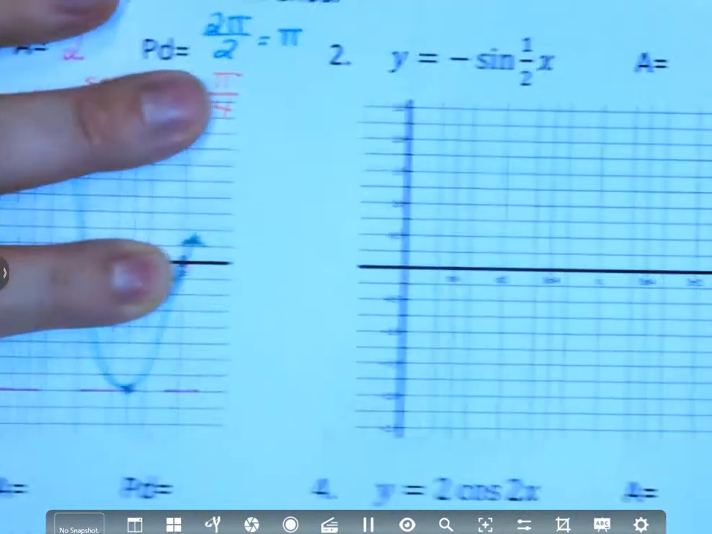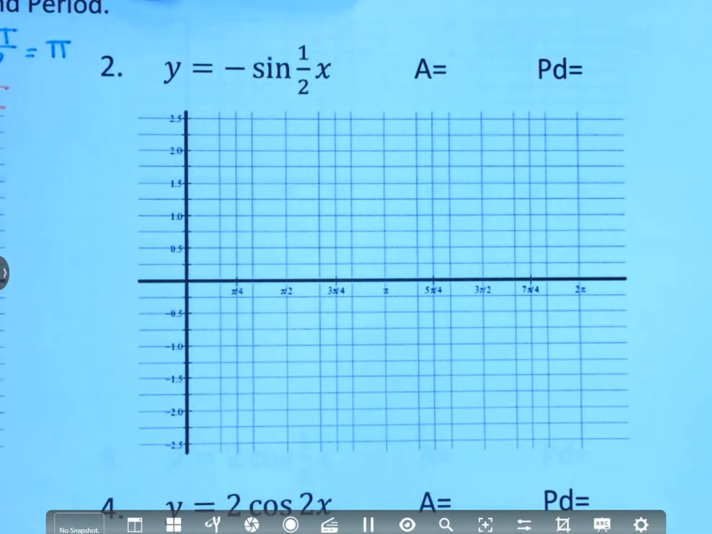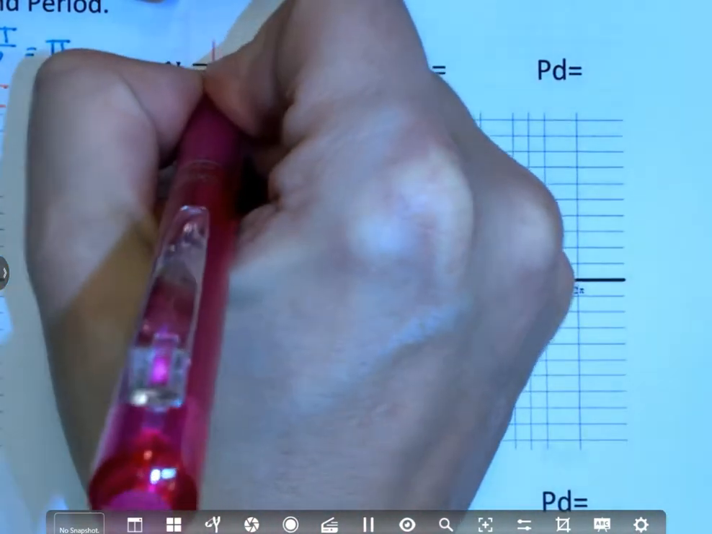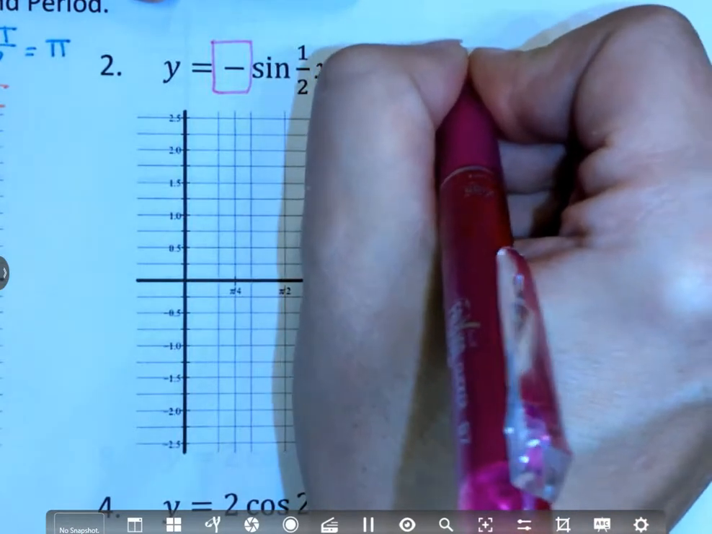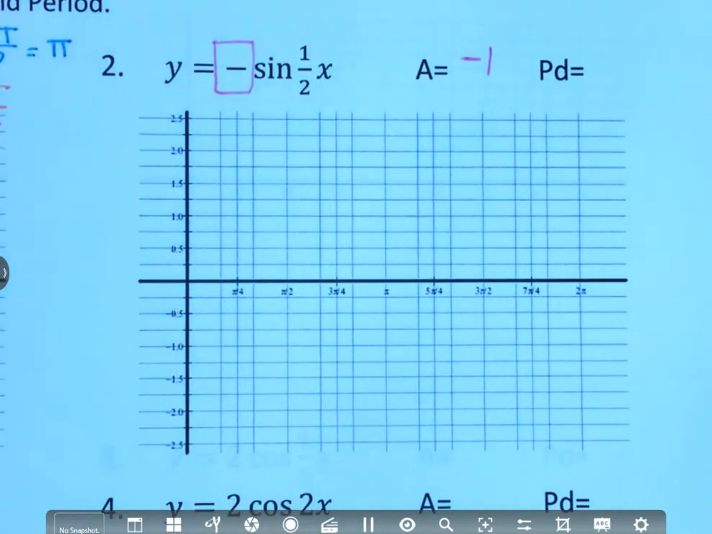Let's do another one. Steps are always the same. What is your amplitude for this one? -1. And if my amplitude is negative, what do you think that's going to do to my graph? It's going to flip it. Hey, a negative on the outside does what to your graph? Flips it over the x-axis. That's not changing. The rules are still the same.